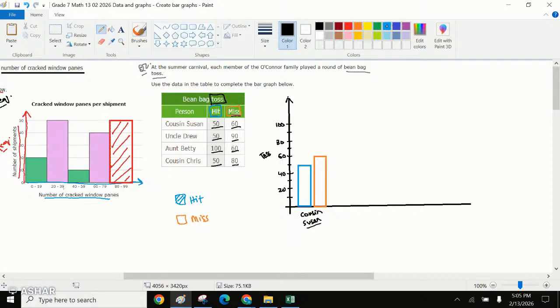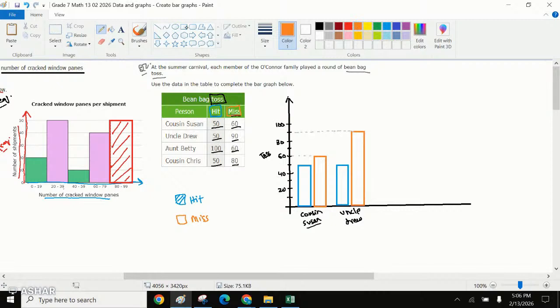So this is for cousin Susan. Now we look for the next one. Uncle Drew had 50 hits. And how many misses did Uncle Drew have? He had 90 missed values, right? So we're just doing an approximate over here. I'll just try to show that this was a 90, this was a 60. This was Uncle Drew, agreed?